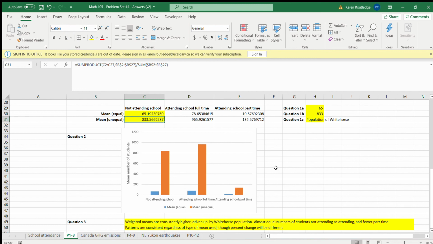This highlights the importance of being sure that you understand when you should use an equally weighted mean versus an unequally weighted mean, and the impacts of that. So perhaps you characterize your data better by using an unequally weighted mean, and that's almost always the case, but there are repercussions, and dealing with percent change in this case is one of those.